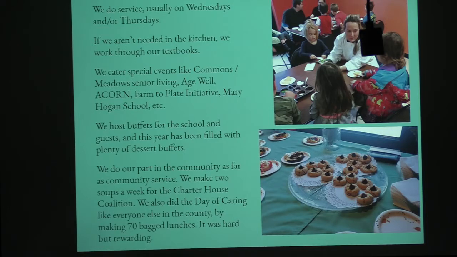We do our part in the community as far as community service. We make 2 soups a week for the Charterhouse Coalition. We also did the Day of Caring, like everyone else in the country, by making 70 bag lunches. It was hard, but rewarding.